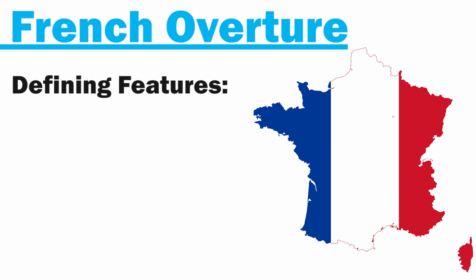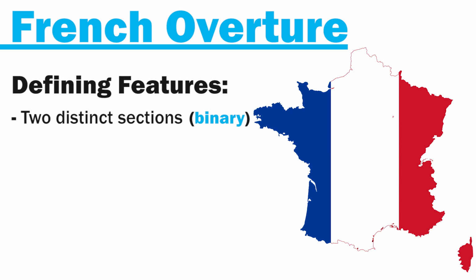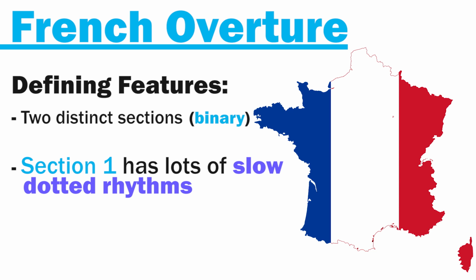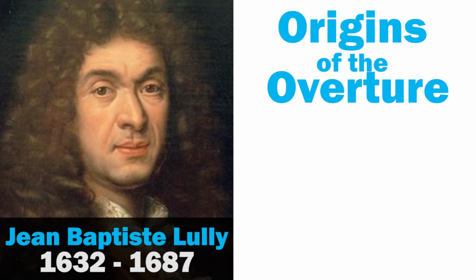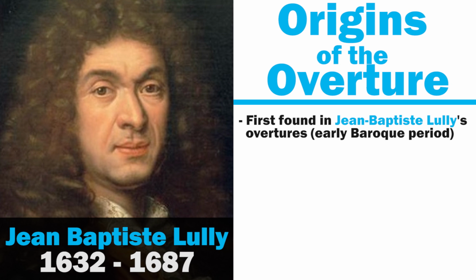The opening overture, or French overture, was a popular way to open a dance suite in the Baroque era. So some of its defining features are, they are in 2 distinct sections, so binary. Section 1 has a lot of slow dotted rhythms, and then section 2 is faster and fugal, which just means there's multiple melodies. The overture was first found in Jean-Baptiste Lully's overtures from the early Baroque era, and we'll listen to an example of one of those in a moment.